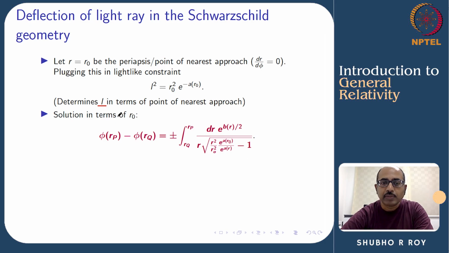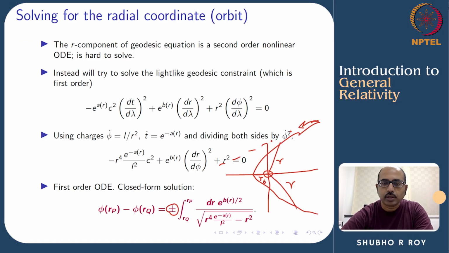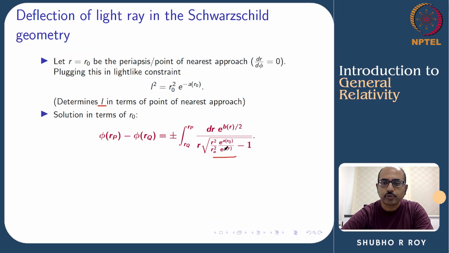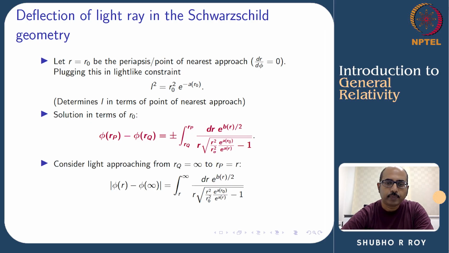So if I eliminate L in favor of R0, this is what I get compared to the last formula where there was L squared. Now I have something else. We have some factors of R0 squared, and e raised to the little a of R0. Alright, so consider light approaching from infinity to some radial location R. Now that angle, if I take the absolute value of the change in the limit angle, will be given by this formula.